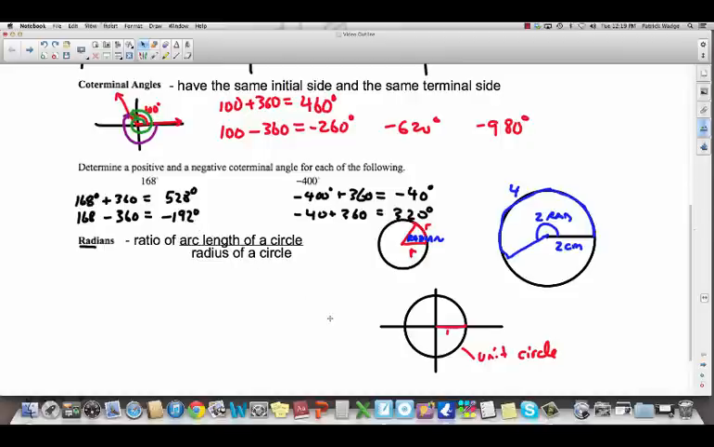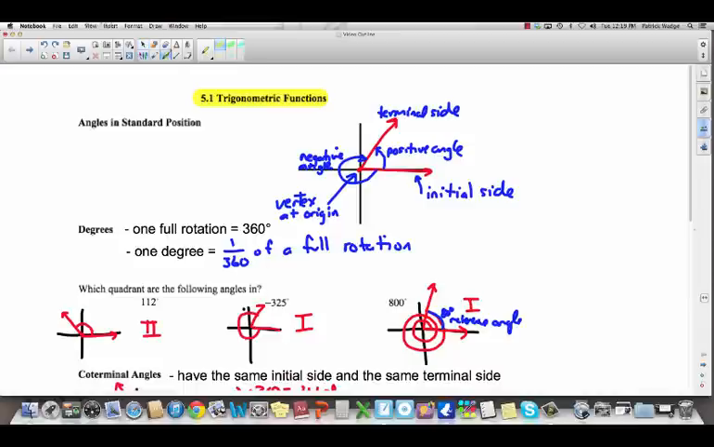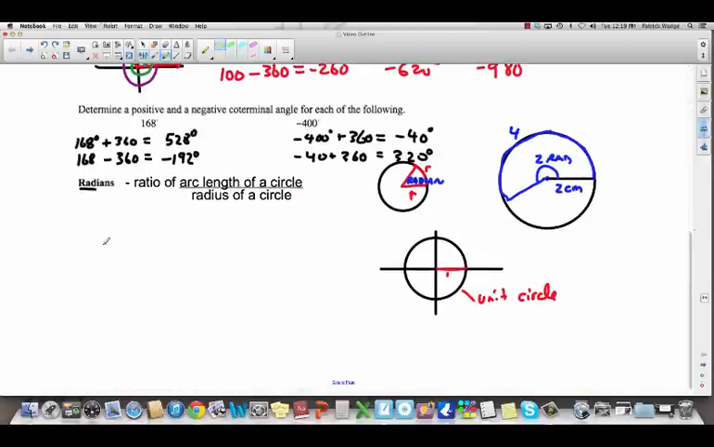Now, what might be useful is to figure out how many radians there are in one complete rotation. For example, if we go back up here, you know that one full rotation in degrees is 360 degrees, right? But how many radians is one full rotation? Well, we can figure that out just by using this same formula right here.